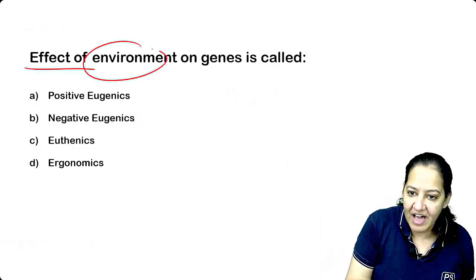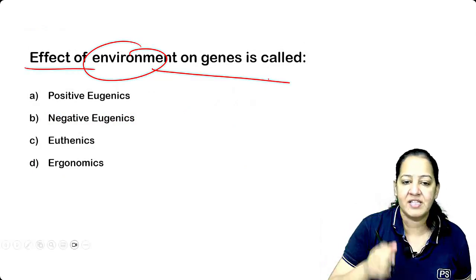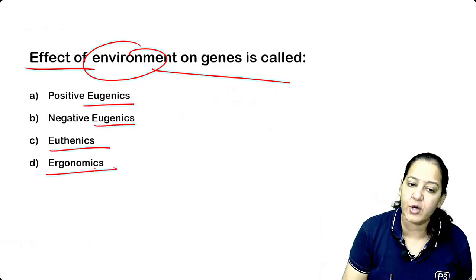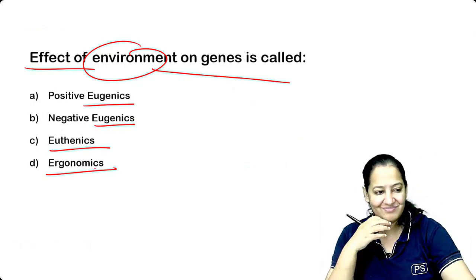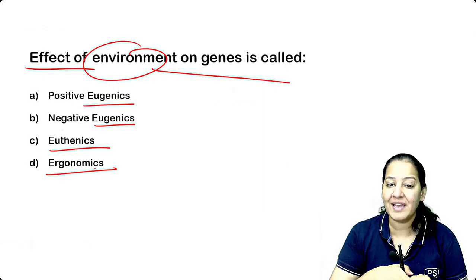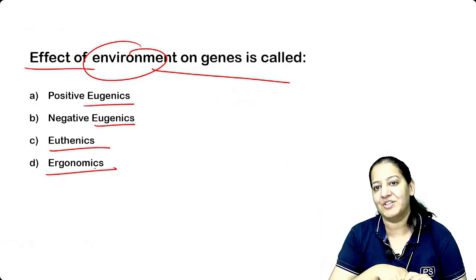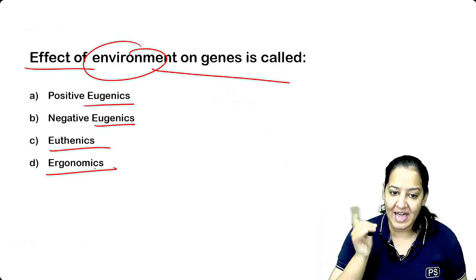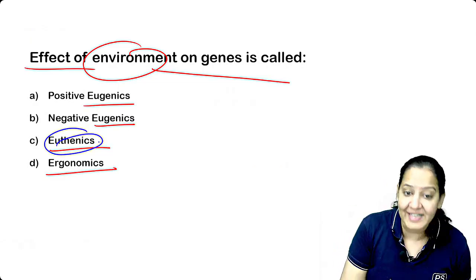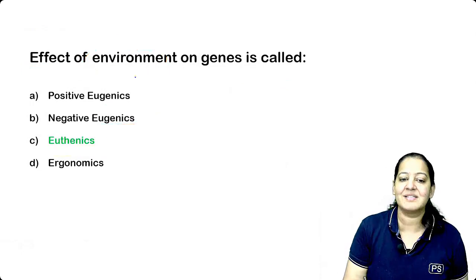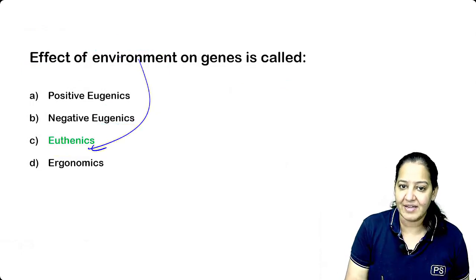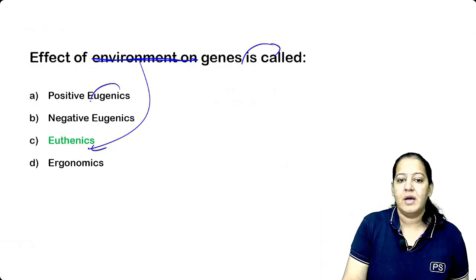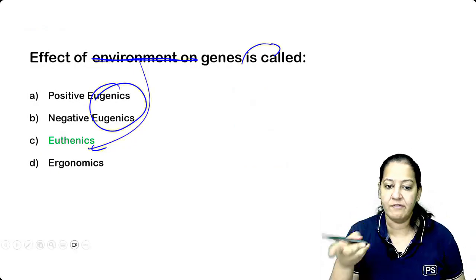Effect of environment on genes is known as? Is it positive eugenics, negative eugenics, euthenics, or ergonomics? What I am asking is the effect of environment on the genes, not the effect of genes on environment. So what is the correct answer? Environment is known as euthenics. So the correct answer here is C. And if I change the question to the effect of genes on environment, the answer will become eugenics.